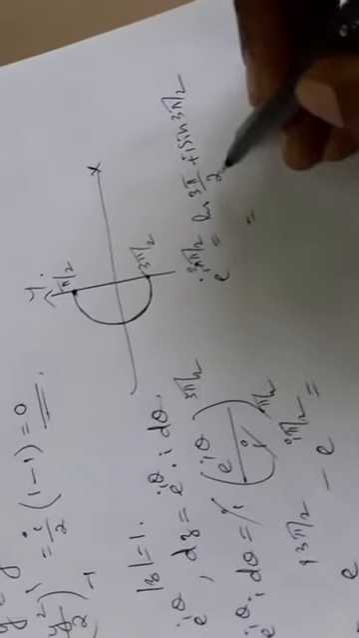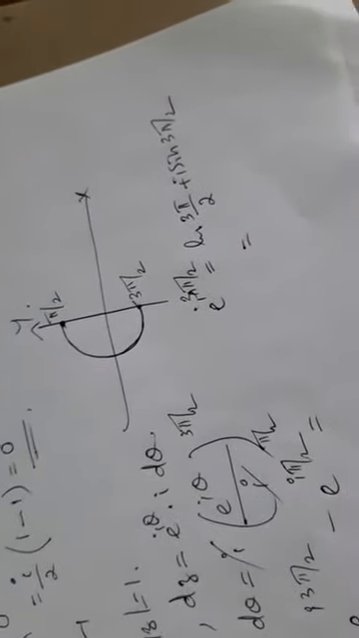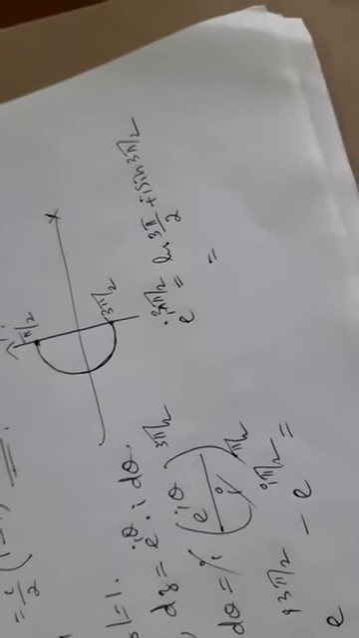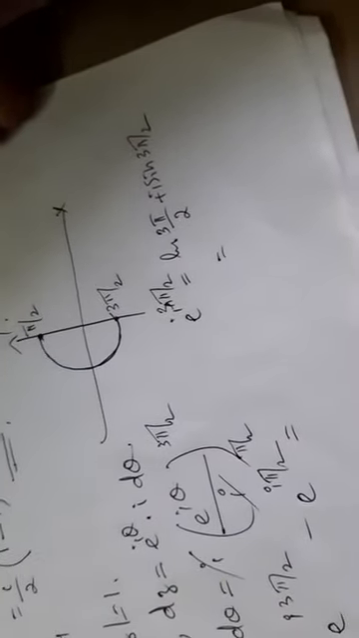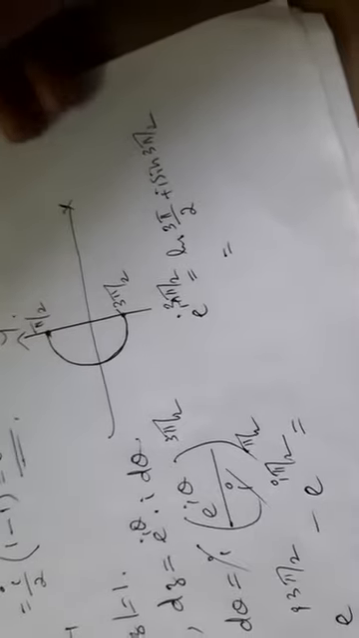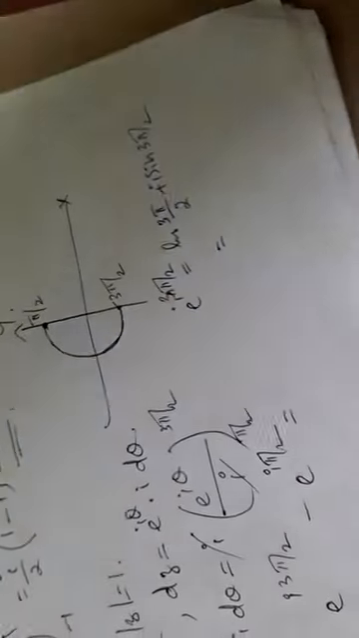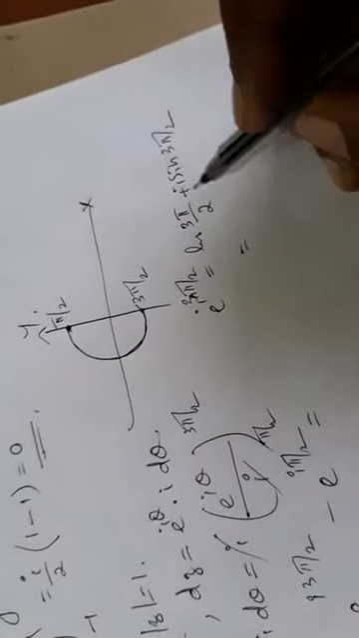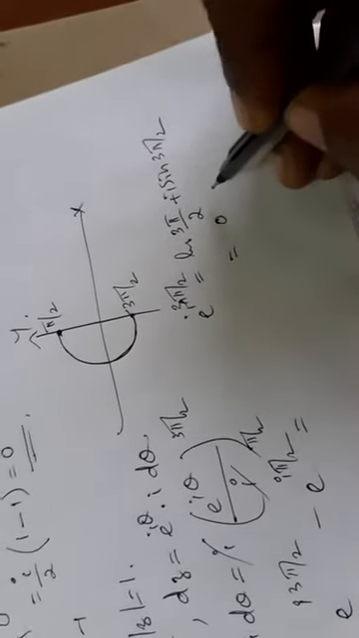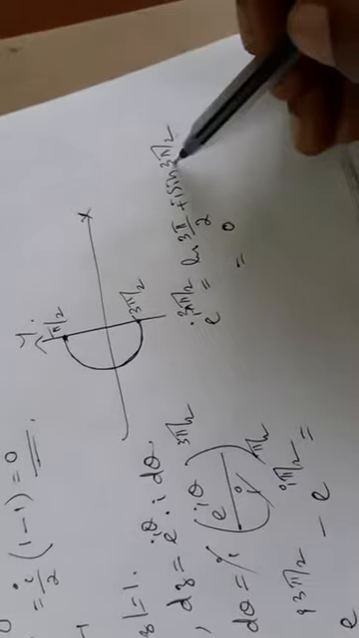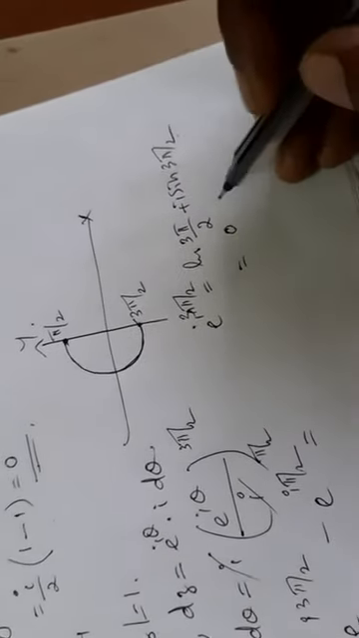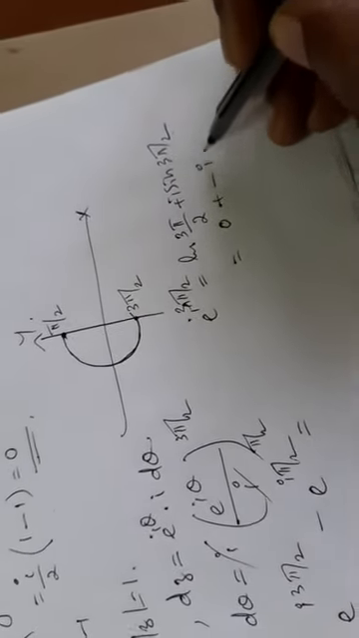So what is cos 3 pi by 2? Cos 3 pi by 2 is 0. Okay, 0. What is sin 3 pi by 2? Sin 3 times pi by 2? Minus 1. Okay, so minus i.